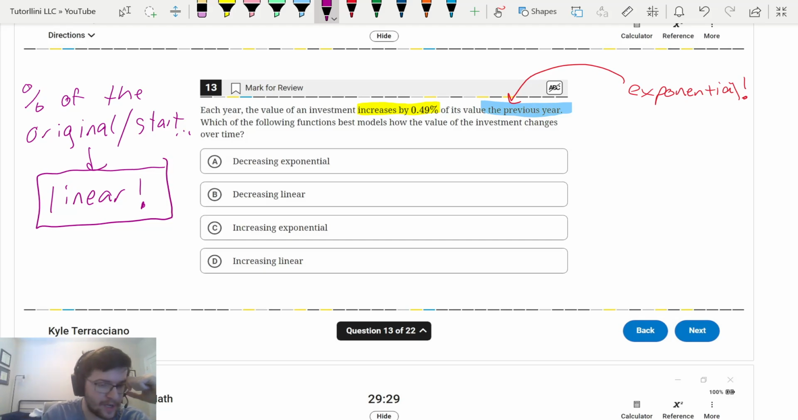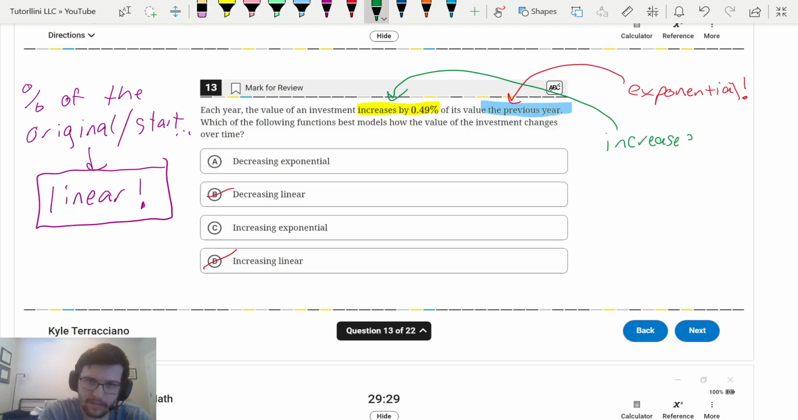They didn't do it in this one, but I just want you to be aware that just because you see a percent doesn't mean it's necessarily exponential. 9 times out of 10 it is, but sometimes it isn't. We can talk about why that is in a minute. But basically, it's exponential because it says percent of the previous year, so the linear ones are wrong. And then it's increasing because it says increases, so decreasing exponential is wrong. So the answer is C, increasing exponential.